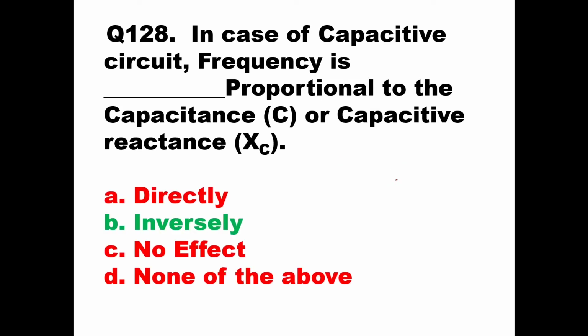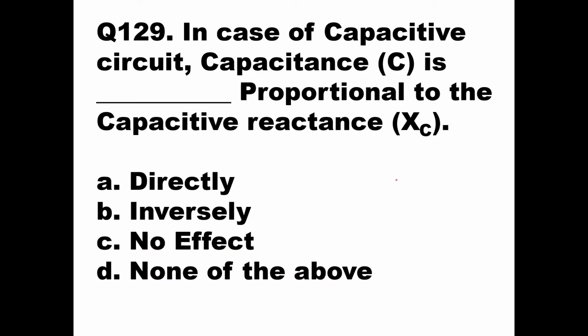Then we'll go to the next question, question number 129. In case of a capacitive circuit, capacitance C is dash proportional to the capacitive reactance. Again the same type of question, but here he has asked about capacitance C. We know that capacitive reactance is equal to 1 by 2 pi Fc. So the value of C will be inversely proportional to the capacitive reactance. So option B, inversely proportional, will be the right answer.